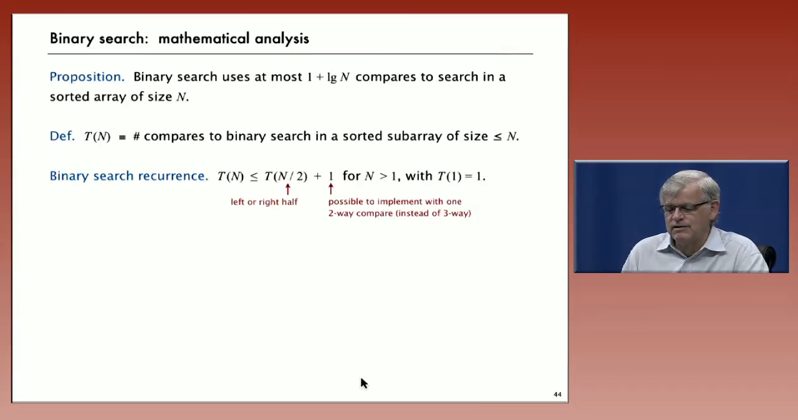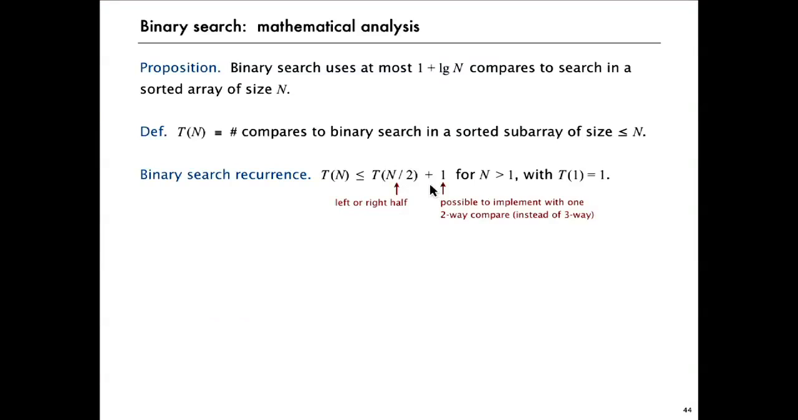What the code does is it divides the problem size in half, so that T(n) is less than or equal to T(n/2) plus 1, depending on how you count the compare. Think of it as really a two-way compare. So divide it in half by doing one compare. And that's true as long as n is bigger than 1. If n is equal to 1, the solution is 1. So that's a recurrence relation describing the computation.